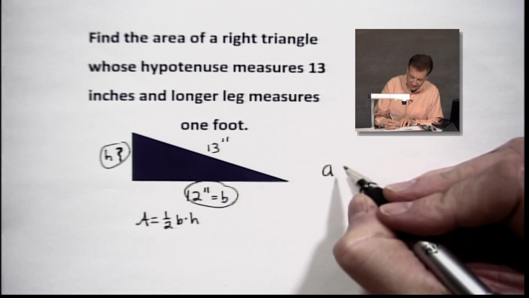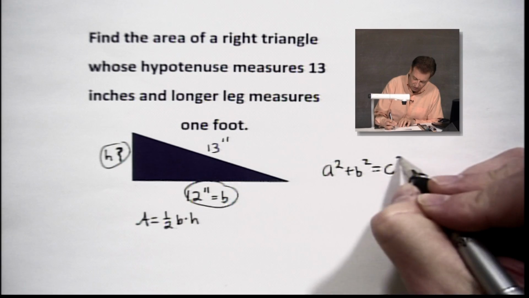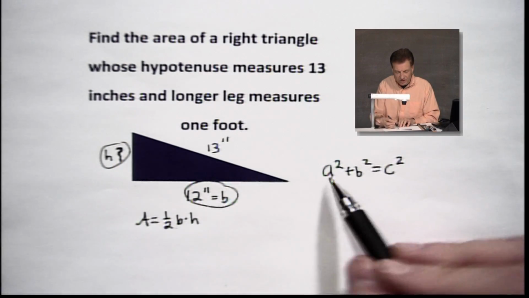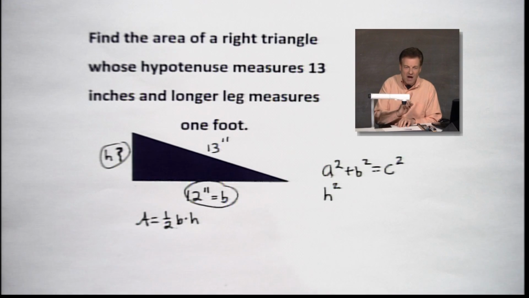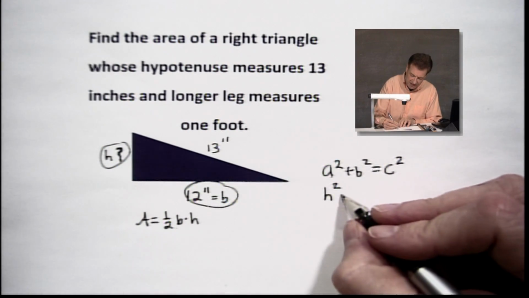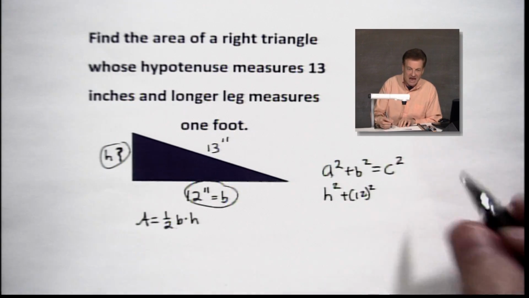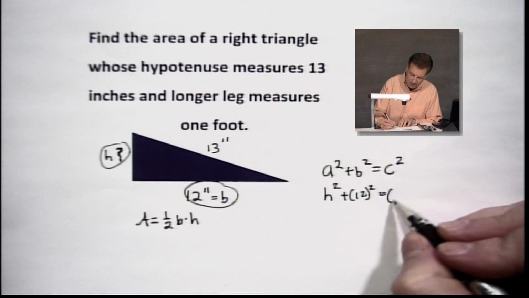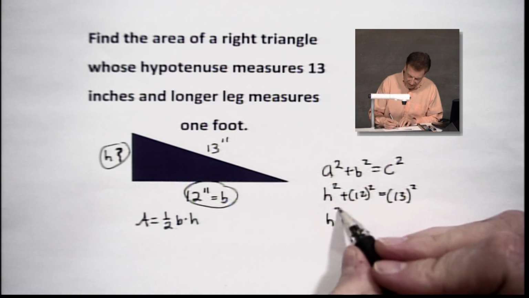For those of you who've forgotten, A squared plus B squared equals C squared. Well, in this case, we're going to call H our A because we don't know what it is. We, however, do know that B is going to equal 12. We'll square that. And we will take our C, put a 13 in for that, and square it. So you've got 2 out of 3 means we can find the third side. Let's go for it. That's going to be H squared again. We haven't figured it out yet.